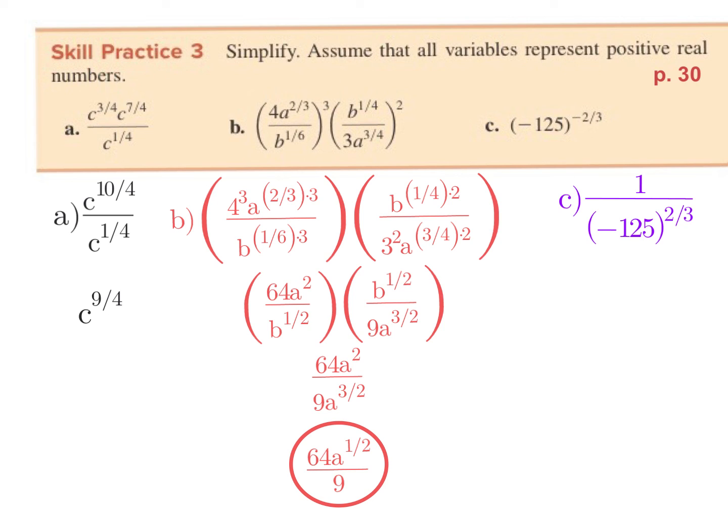Now I can simplify. Okay, so this is the cube root of negative 125 squared. What is the cube root of negative 125? Negative 5, so that's negative 5 squared, which is? What's negative 5 squared? 25. Final answer.